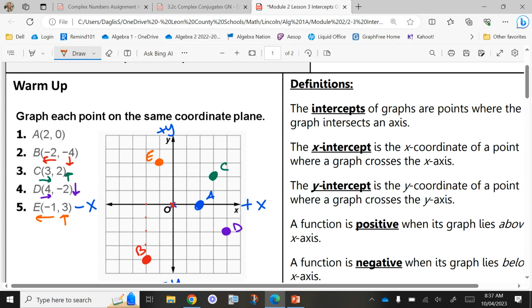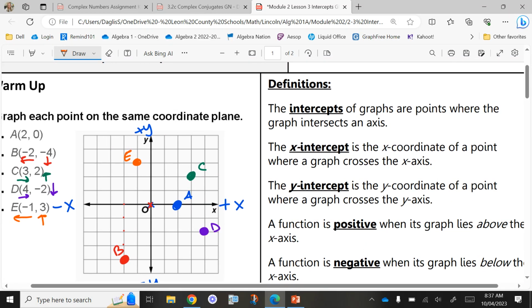We're going to look at the intercepts. Okay? So an intercept of the graph is where it intersects one of our axes. We have an x-axis and we have a y-axis. So if it's sitting on the axis, that's an intercept. An x-intercept is when you're on the x-axis, and a y-intercept is when you're on the y-axis.